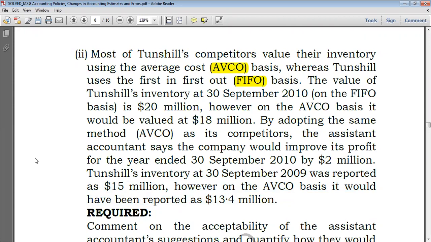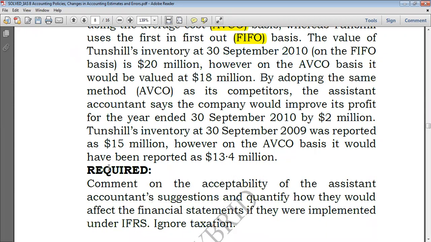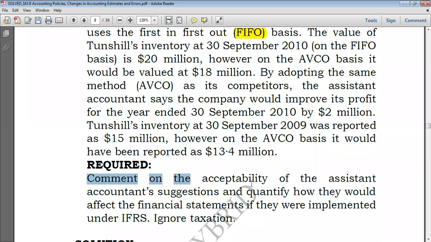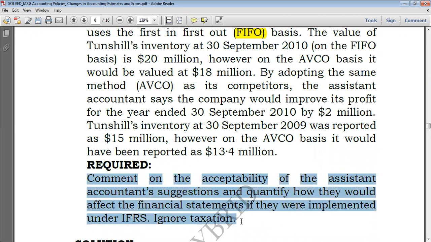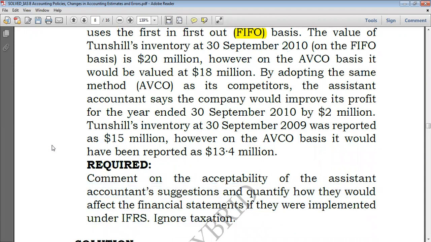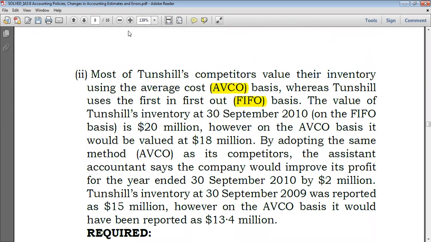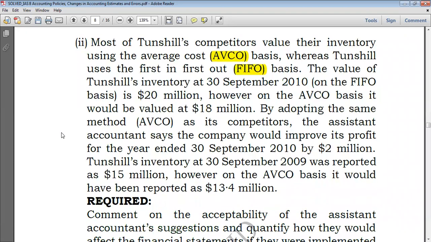So we just go to the same comment. Comment on the acceptability of the assistant accountant's suggestions and quantify how they would affect the financial statements if they are implemented under IFRS, and we have to ignore taxation. So let's take a look at this. How should we go about this? The simple way is just to take a look here. Let me prepare something and show you matters that are important.